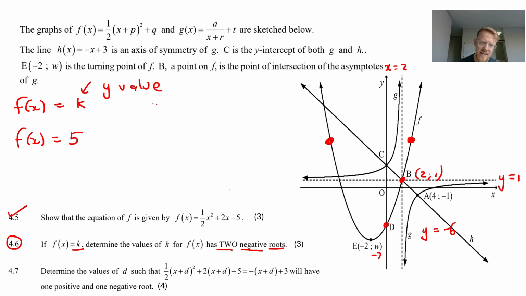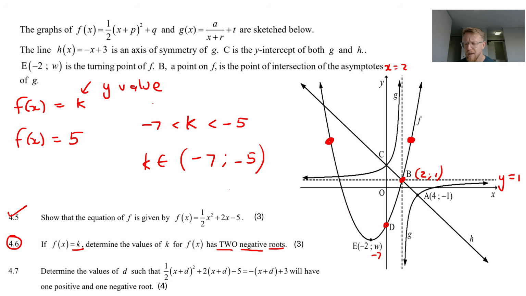So we are going to say then that k can be any number between minus 7 and minus 5. If you prefer interval notation, you would say from minus 7 to minus 5. Now, are we going to include the minus 7? No, because at minus 7 exactly, there's only one x value, and that x value is minus 2.